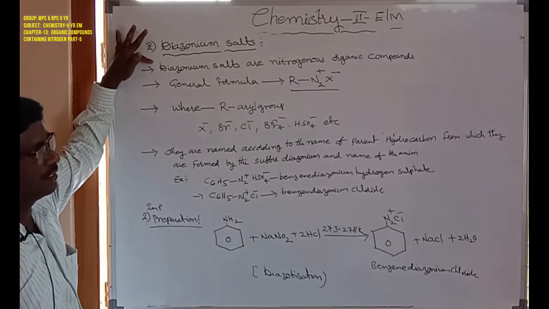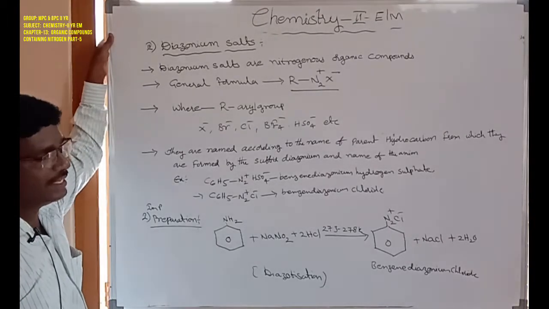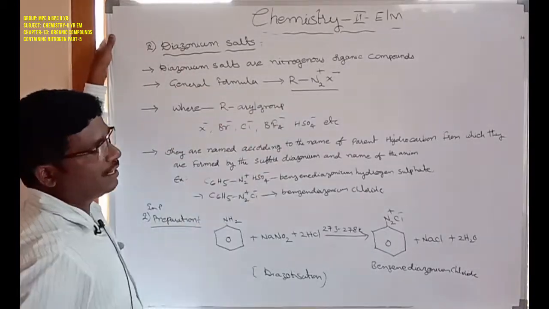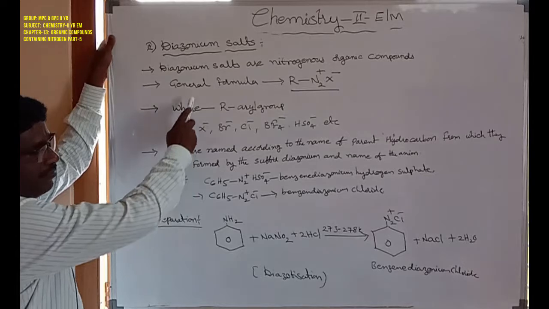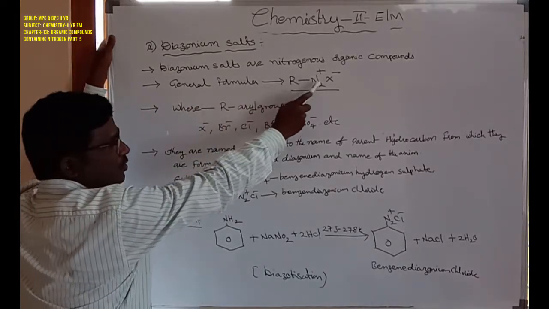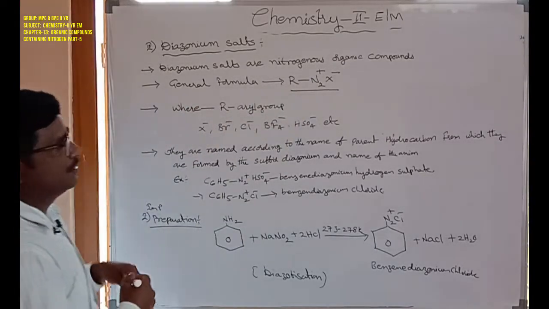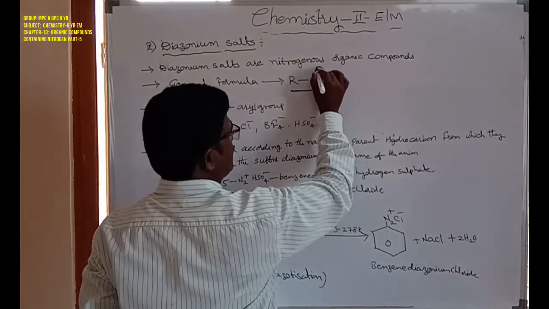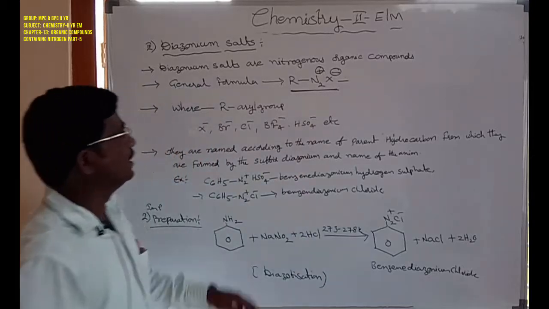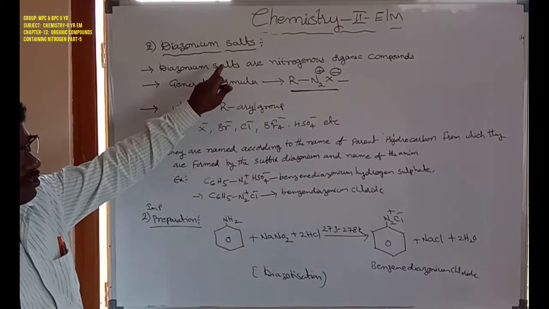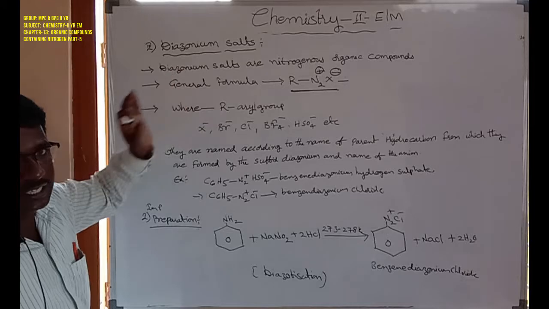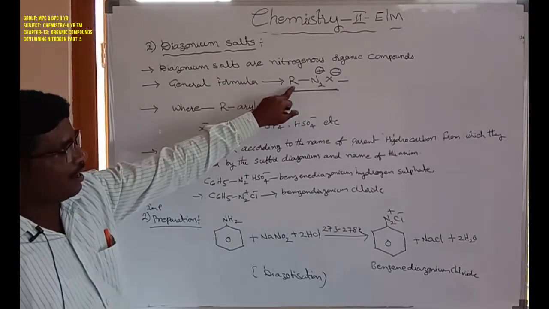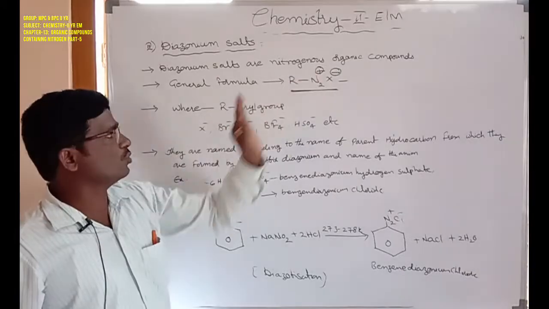Diazonium salts are nitrogenous organic compounds. The general formula is R–N2+ X−. That is also known as the general formula of the diazonium salt. The general formula of the diazonium salt is R–N2+ X−.